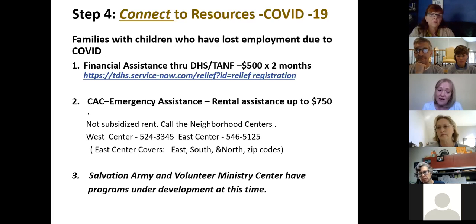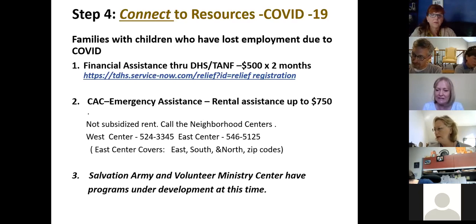I think it's okay to go ahead and call Salvation Army. And for Volunteer Ministry Center, it's not the Refuge number, it's their main number that you should call. Carolyn, do you have their main number right in front of you? I know the last part is 3926. I think the first part is 524-3926. So it's the main number.